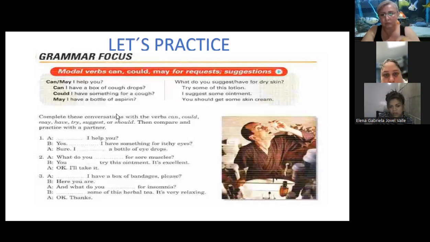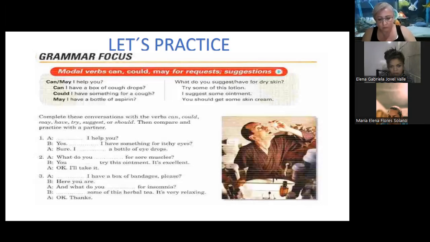Okay, almost ready? Ready. Okay, why don't we try? Let's see what happened here. So look at the exercise number one. Letter A, I help you. Can I help you? ¿Podemos usar can o podemos utilizar? May or can. So we can use both, right? And also the letter B says yes. Could I have something for each cheese? So the answer is could I? Could I have? Ah, okay. Sure. I have a bottle of eye drops. So the verb would be have. Good.